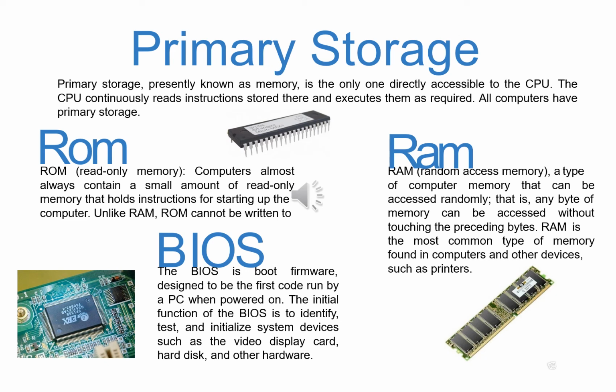Primary storage, presently known as memory, is the only storage directly accessible to the CPU, and the CPU continuously reads instructions stored there and executes them as required. All computers have primary storage, such as read-only memory. The brief elaboration I have already mentioned for your convenience. We also have random access memory, that is RAM, which is called the main memory, or the primary memory of the computer system.